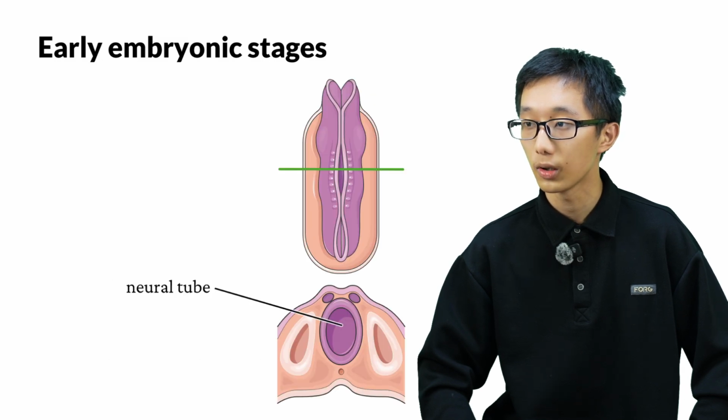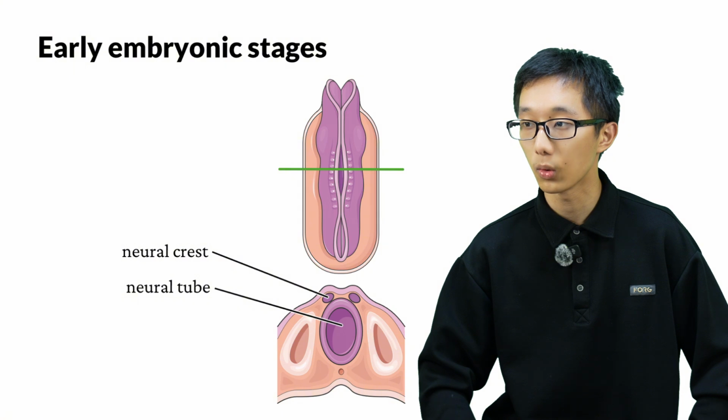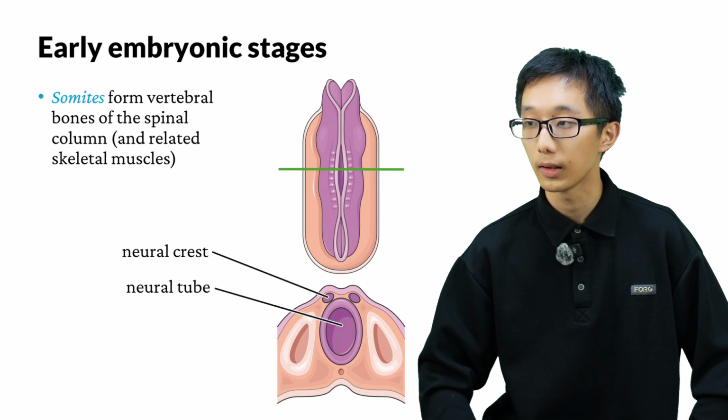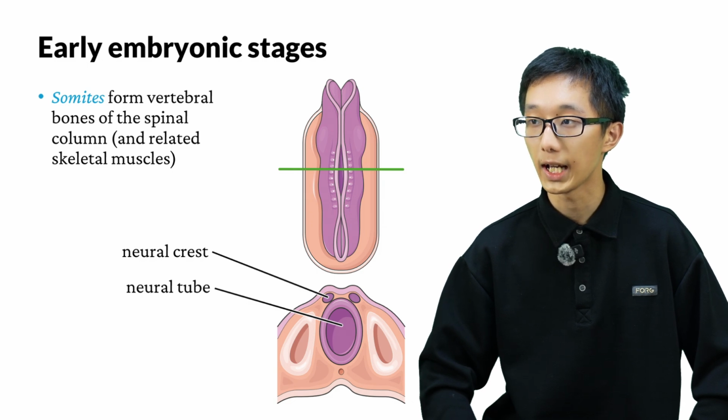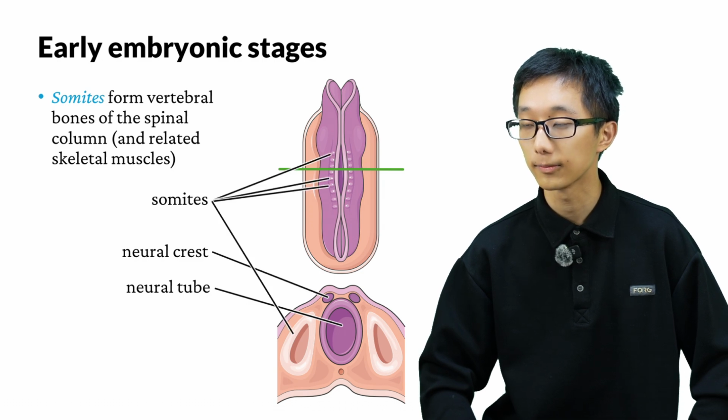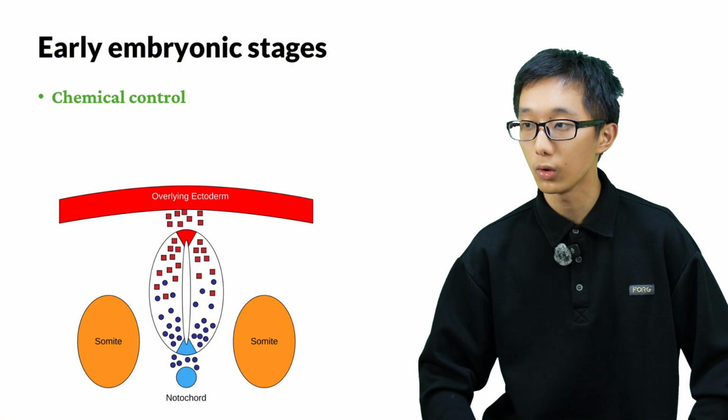In the next stage, we still have the neural tube, which is now more complete, and the neural crests, which have completely broken off from the neural tube. We also have new structures that are formed, the somites. They are formed from the mesoderm. They later become the vertebral bones of the spinal column and related skeletal muscles. Here are the somites. The development of the neural tube and other neural-related structures are controlled by chemical signals.